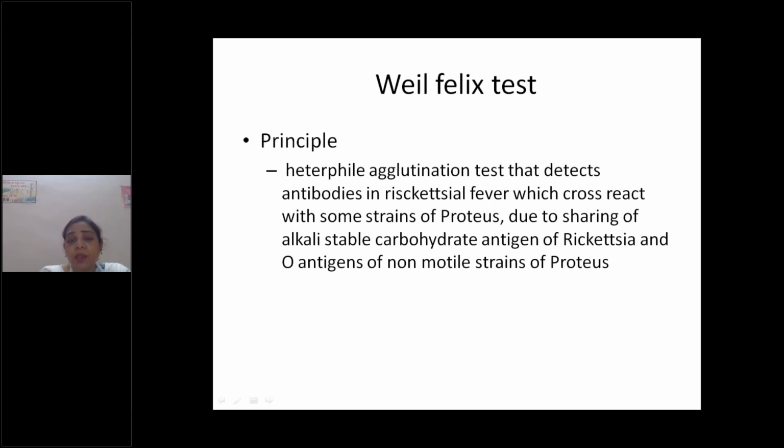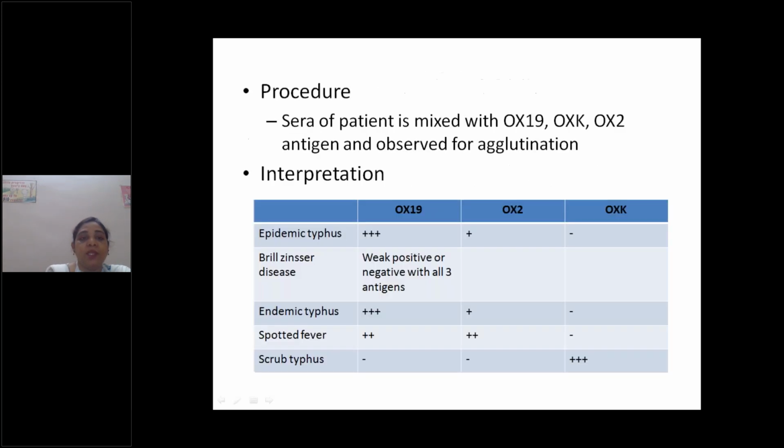Why do they cross-react with Proteus strains? Proteus is an enterobacterium, right? It belongs to the Enterobacteriaceae family. Why? Because of the alkaline stable carbohydrate antigen of Rickettsia and the antigens of non-motile strains of Proteus. They usually share a common characteristic. Rickettsia species and some non-motile strains usually share common characteristics. That is why we use this test.